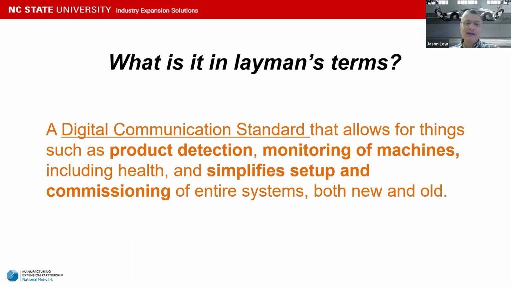So key here is to just know that it's a digital communication standard, as are all of the others. But it does allow for simple things like detection. But I can monitor things like health, machines' health or equipment health. And what does that mean? Well, it could mean not only is my equipment down, but why is it down, right? So we can capture a lot of things that are under some layers that deal with perhaps our machine's health.